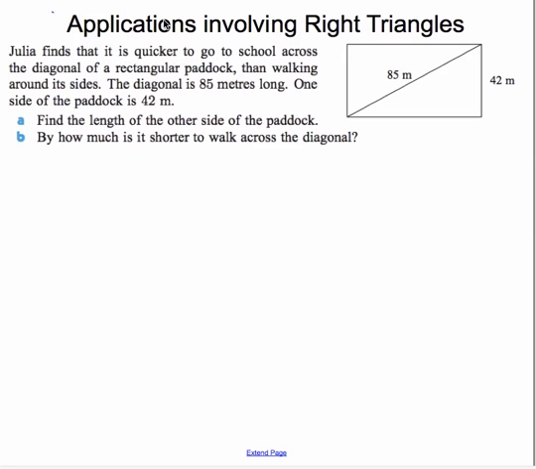Hello, this is Mr. Collier, and today we're doing some applications involving right triangles.